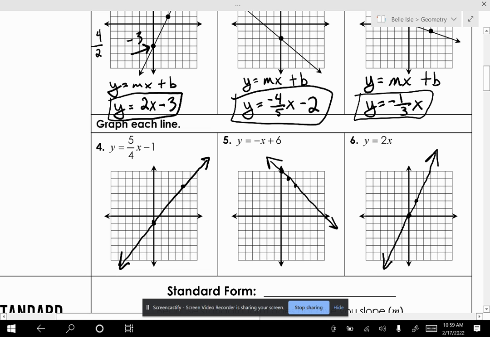Okay, 5 and 6 is up here for you to check yourself. Seems like we're doing pretty well. Okay, so for number 5, the negative x slope is something I saw would trip up my Algebra 2 students a lot.